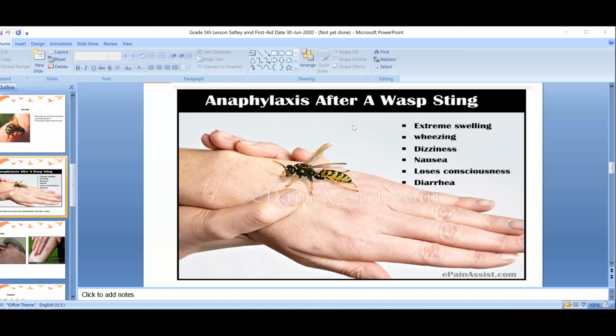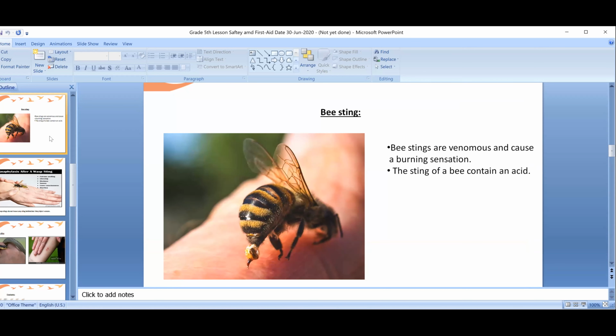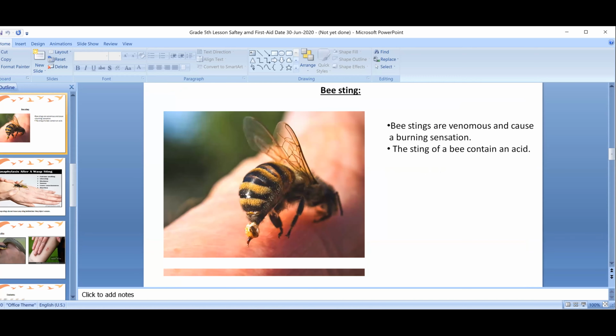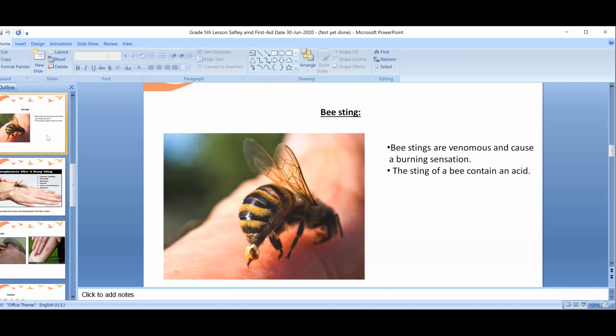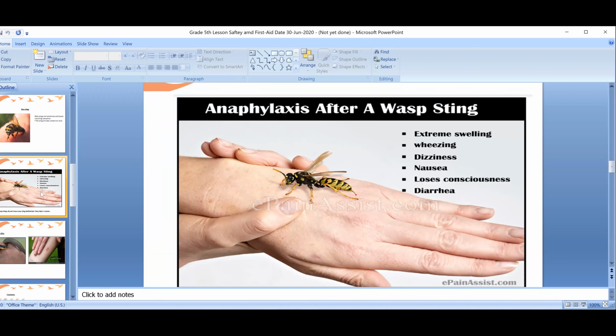If you see here, there is a sharp sting at the back of the bee and the wasp also. So it is biting here on the person's hand. You can see on the screen, it is biting the person's skin. So what happens? They inject. In the case of the bee, there is acid present in the sting of the bee. If the bee injects its sting inside the person's skin, then it will be very painful.